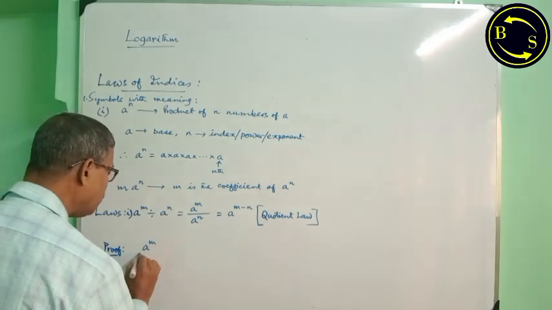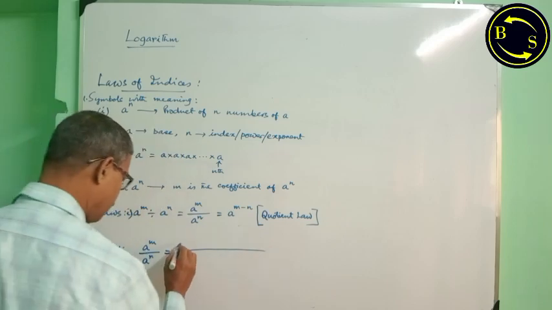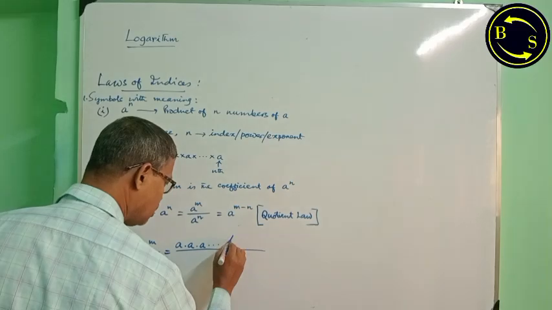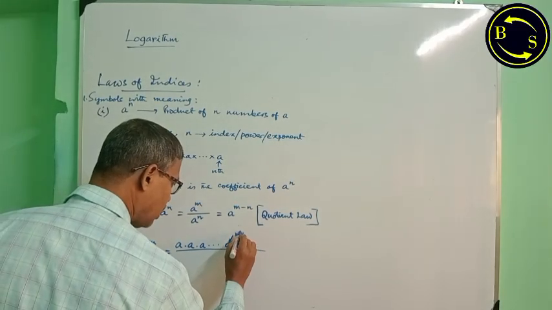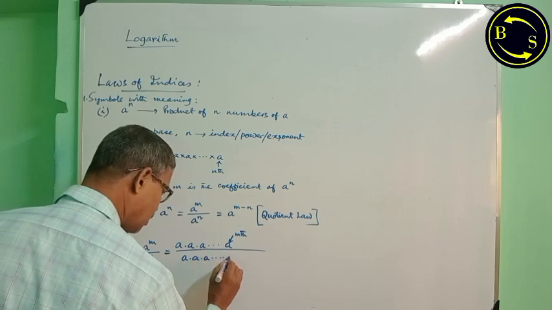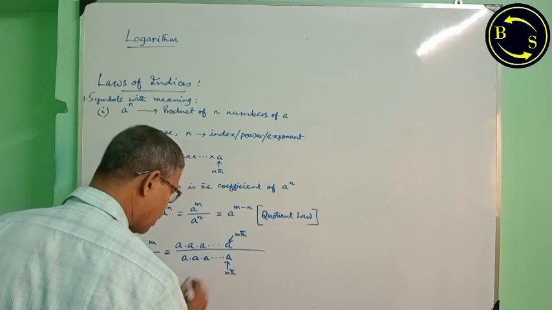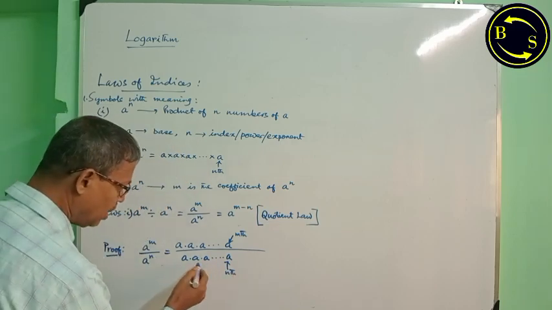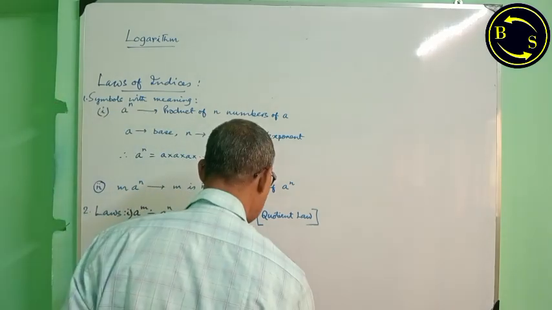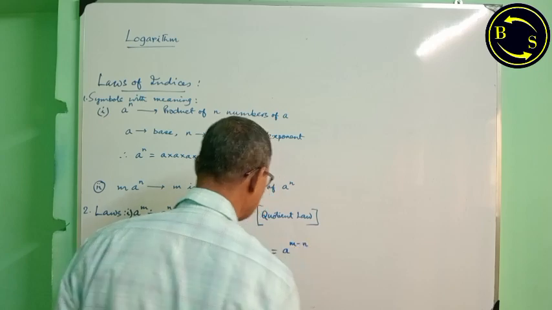a^m by a^n: a into a into a into a, this is the mth a, and the denominator is a into a into a, this is the nth a. Now the nth a will be cancelled from numerator and denominator, then we will have finally a to the power m minus n.